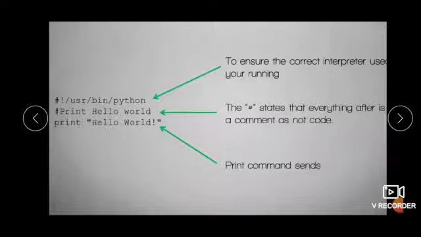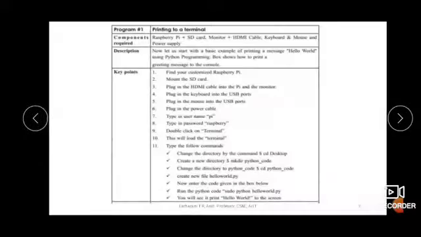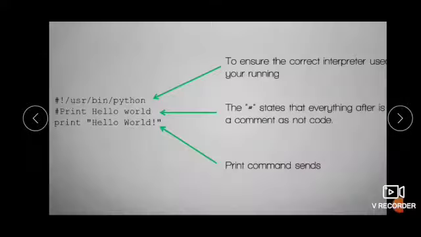Okay, this is the program you write in the file. The name of the file is helloworld.py. In that file you will write this code and the code contains only 3 lines. Here the first line, what you can see here is the first line is to ensure the correct interpreter used by your program to run. Okay, so that is called as an interpreter line. So we are writing a Python program, so binary file of Python need to be accessed. So that path we are giving here.